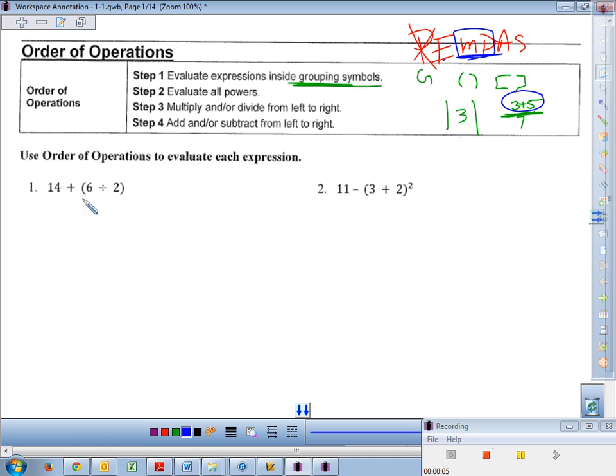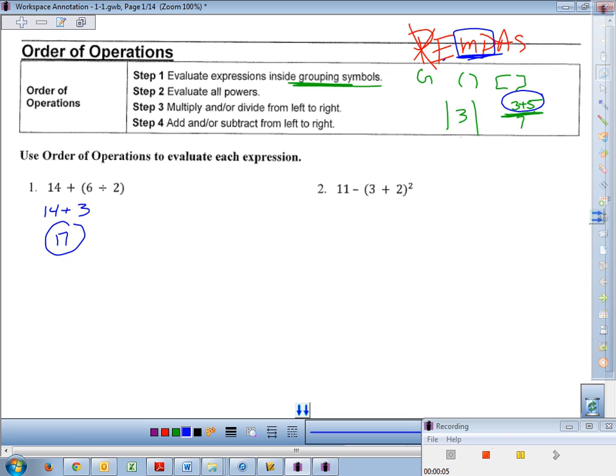First, are there any grouping symbols in this bad boy? Yes, so we've got to do what's in there. But we don't just kind of half-do it. We do the real thing. We write down this. The 14 did not get affected, and 6 divided by 2 becomes a 3. Correct? That's what it was. And now the only thing left is addition, so we can add those together and get a 17. That's the final answer, and I circled it.